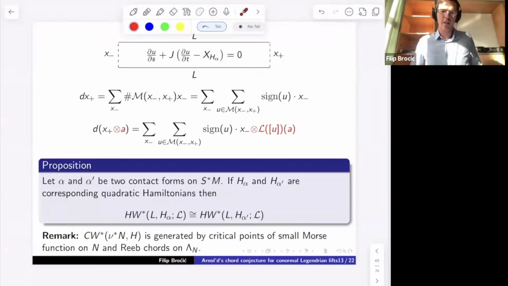A further remark is that this is about the extension near the zero section. So we take our Hamiltonian to be quadratic outside of a compact set, but near the zero section we are extending some Morse function on N in a way that the only Hamiltonian chords are actually corresponding to the critical points of the Morse function on the submanifold N, and other generators are corresponding to the Reeb chords on the conormal lift.